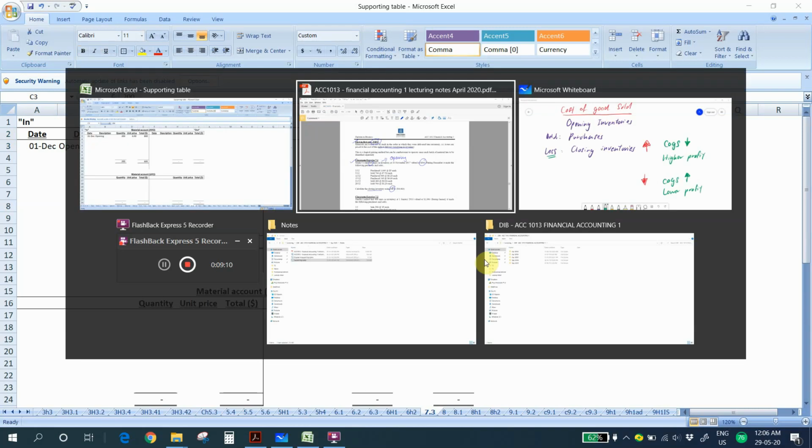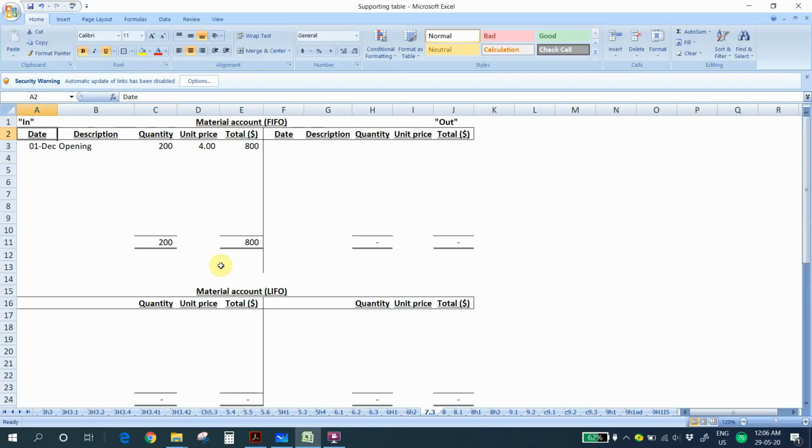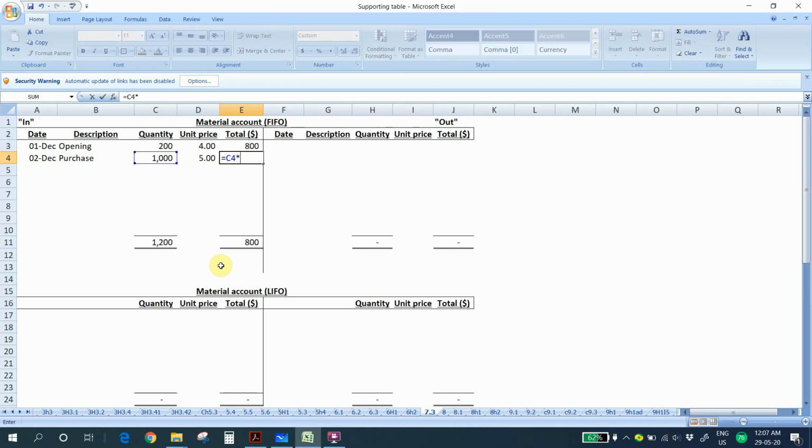Next, we look at the second transaction. On 2nd of December, I purchased 1,000 units at the cost of $5 each. So this is an in transaction because when we purchase, the inventory will go into our company. So on 2nd December we write purchase. We purchase 1,000 units, the unit price is 5 each. So we use 1,000 times 5, we get 5,000. The price of each is 5, and the total value is 5,000.